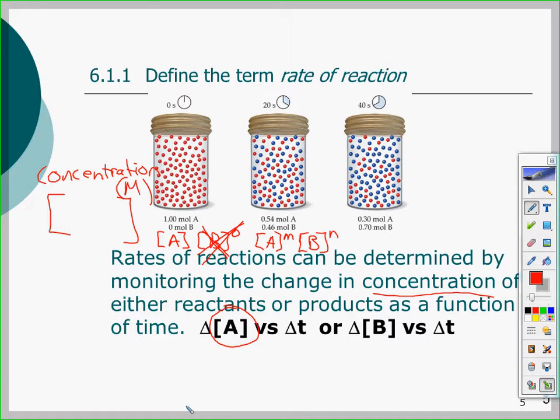All right, okay. So then we monitor that as a function of time, the change in the concentration of A versus time. So we divide them. All right, we divide them, or the concentration of B versus time. All right.